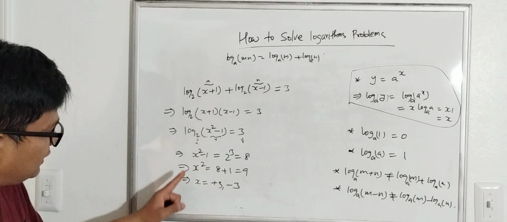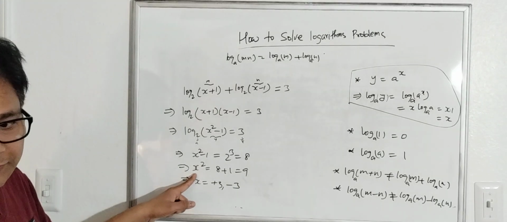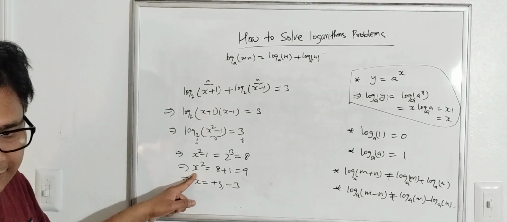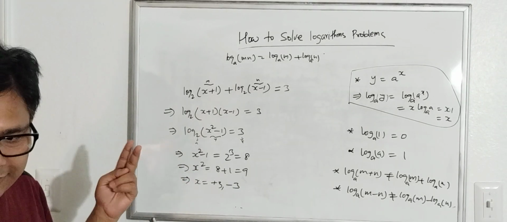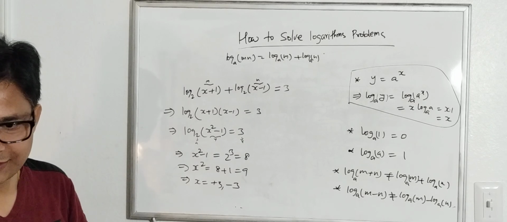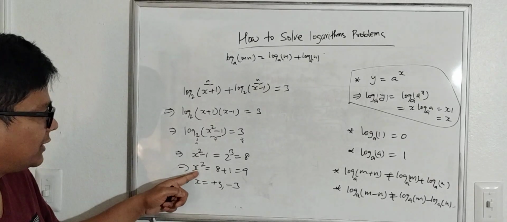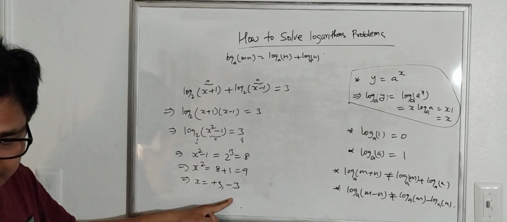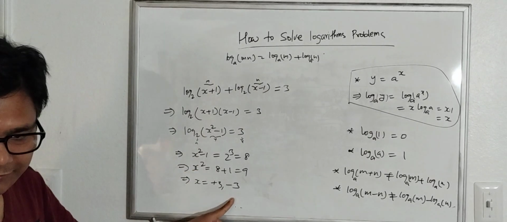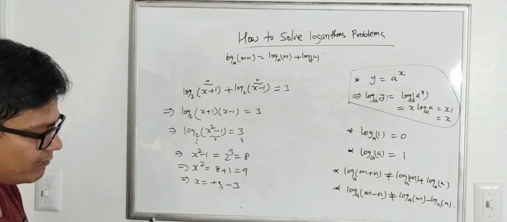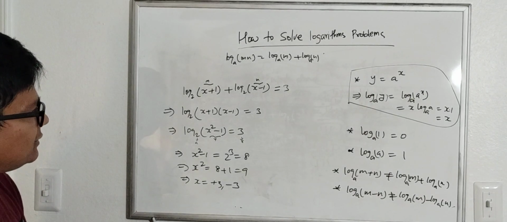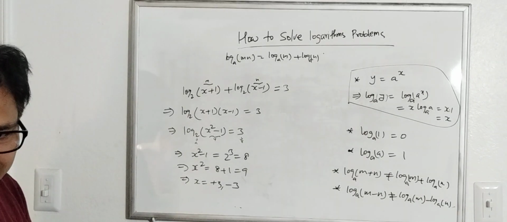Remember from the quadratic equation class that there will be two solutions, the maximum number of solutions for this quadratic. So here we have two solutions, 3 and -3 both. Now do you think that both will be the solution to this equation?